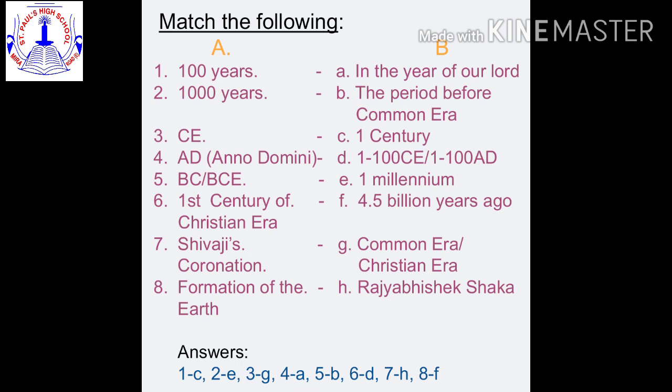Sixth, first century of Christian era. The answer is option D, 1 to 100 CE or 1 to 100 AD. Seventh, Shivaji's coronation. The answer is option H, Rajyabhishek Shaka. And eighth, formation of earth. The answer is option F, 4.5 billion years ago.